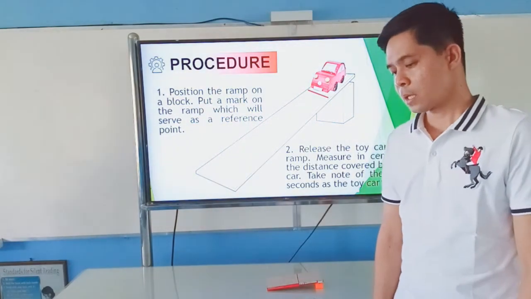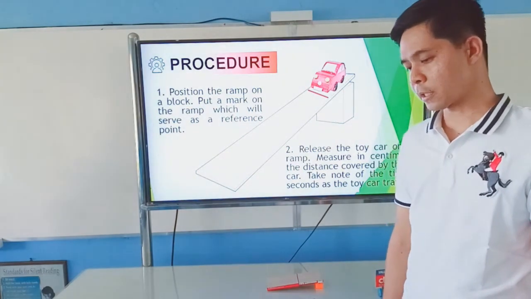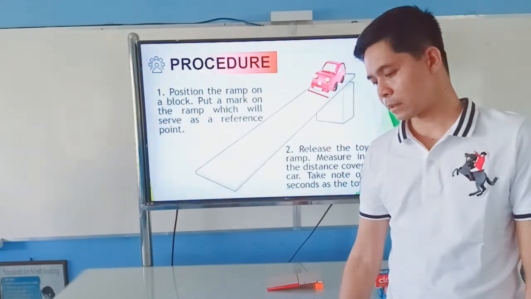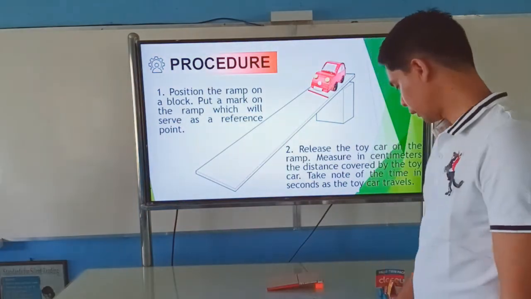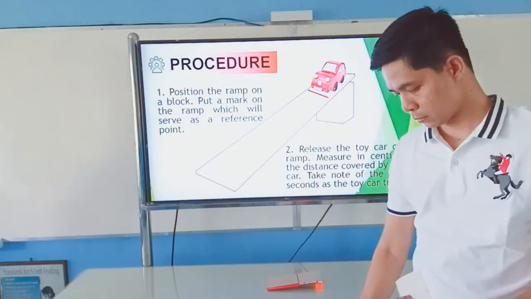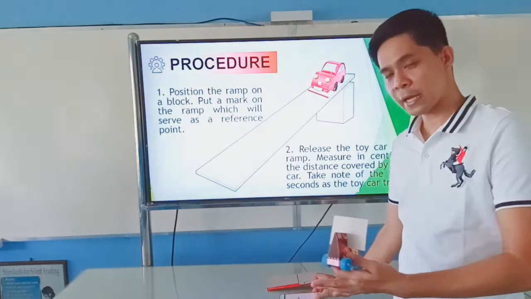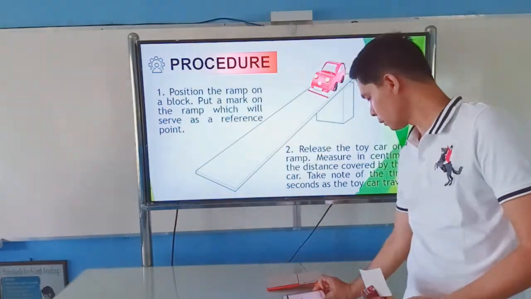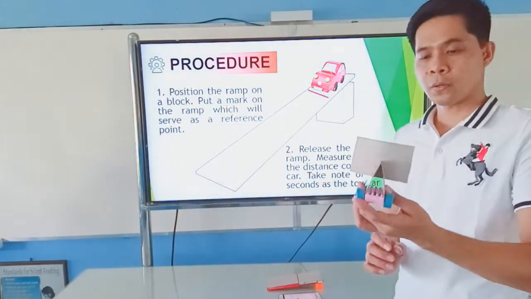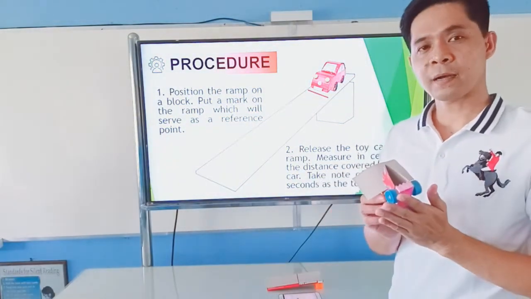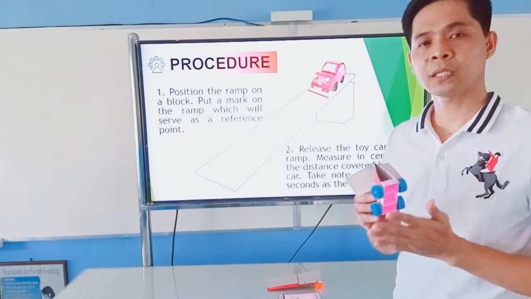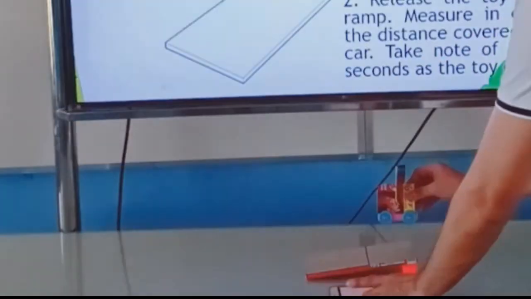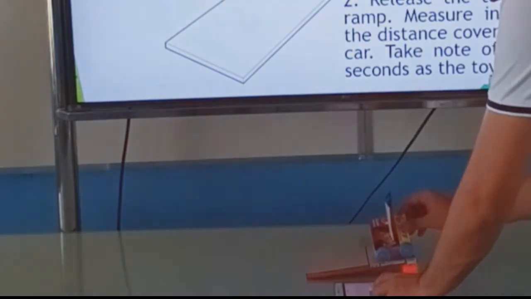And second, release the toy car on the ramp and measure in centimeters the distance covered by the toy car. Okay, so we also have to take note of the time. So we will be needing the stopwatch. Okay, so we just have to release the toy car and let it accelerate on the ramp. Okay, so I think we are ready.